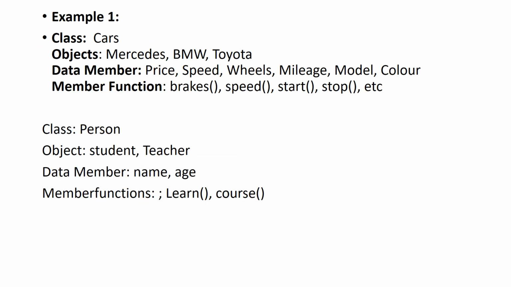We can go with another example. Let us consider class Car. Under the Car class, we have objects Mercedes, BMW, Toyota. Here we can define data members as price, speed, wheel, mileage, model, color. All these data members are nothing but characteristics of that object. So each object or each car has its own price, speed, wheels, mileage, model, color, etc.